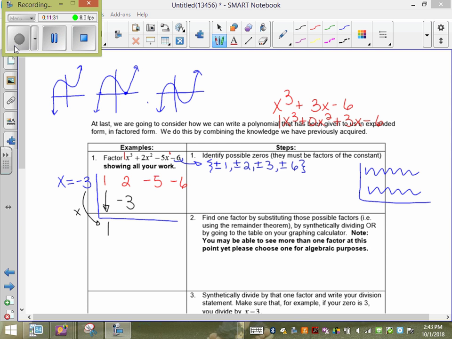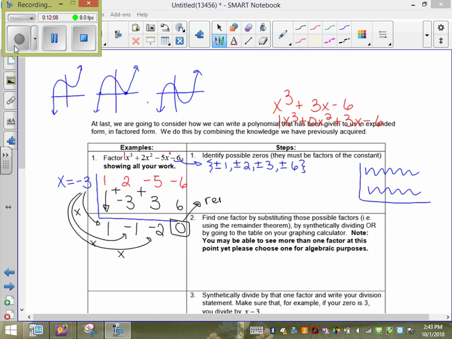We finished multiplying. So what do you think we're going to do now? Add. 2 plus negative 3 is negative 1. We finished adding. So what do you think we're going to do? Multiply. Negative 3 times negative 1? Positive 3. Now we finished multiplying. So what do you think we're going to do? Add. Negative 5 plus 3? Negative 2. And then we are going to multiply. Negative 3 and negative 2 is 6. And then we get a 0. And we box this. This is the remainder.